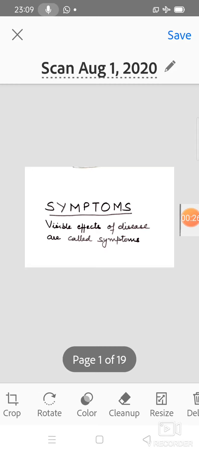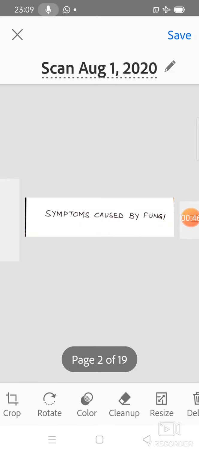Now, what is a symptom? As a result of successful infection of a host plant by the pathogen, a number of physiological changes occur in the plants. Or we can say the visible effects of disease are called symptoms. Now we will start with symptoms caused by fungi.